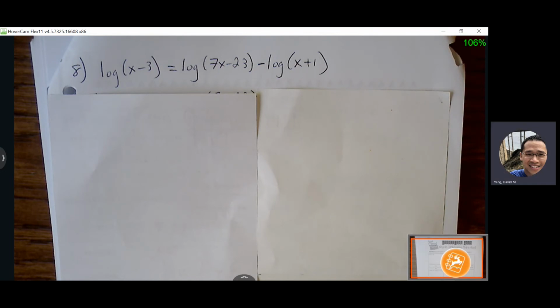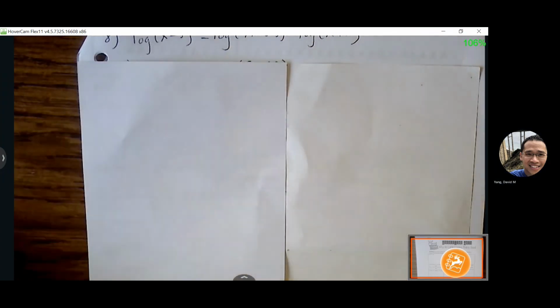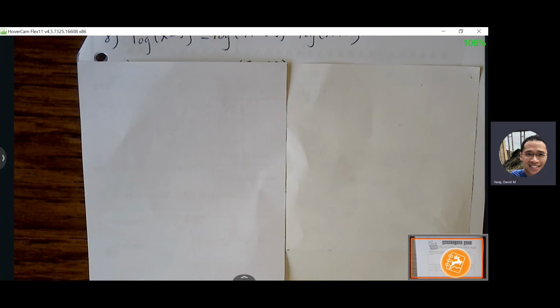Try number 8. Use log properties, get it down to a 1-to-1 relationship, and then you can remove the logs, but yeah, that's right. Yeah, so it's log.